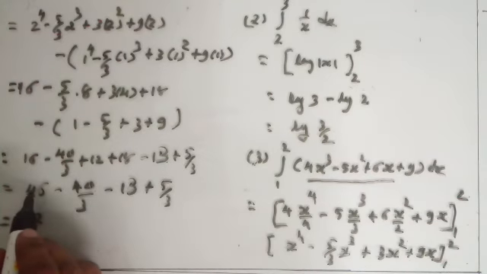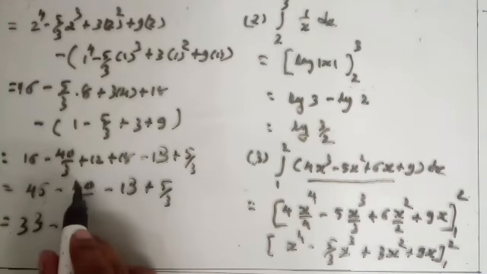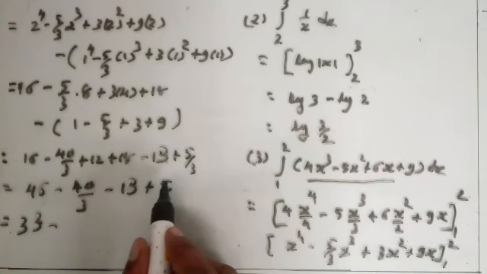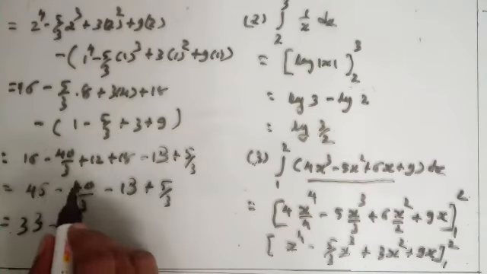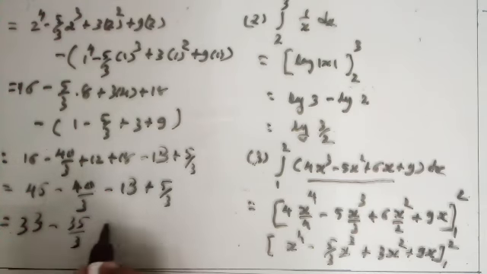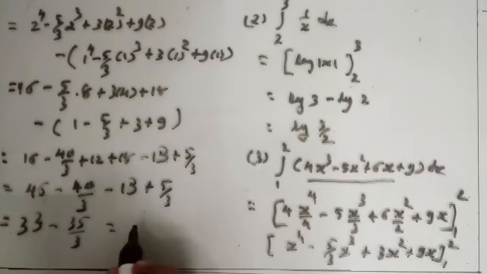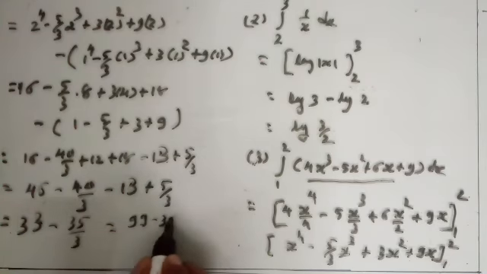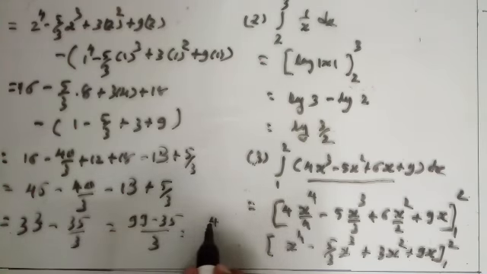Now simplify this. 40 minus 13 becomes 33, minus 40 upon 3 plus 5 upon 3 becomes minus 40 plus 5, 35 upon 3. So is equal to, now take LCM, 33 into 3 is 99 minus 35 upon 3. So is equal to 64 upon 3. So the answer is clear.